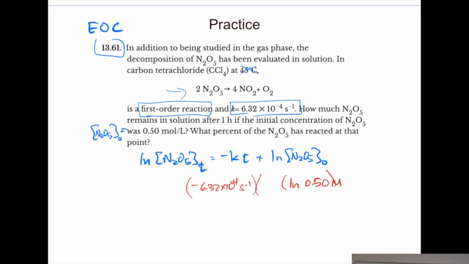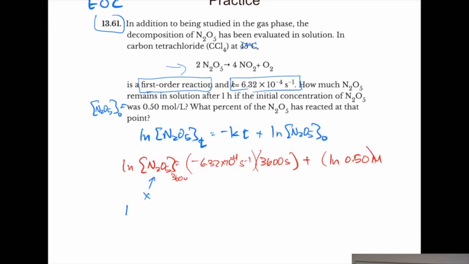Units don't cancel if I put 1 hour here. 3,600 seconds. Very good. Now our units cancel. All right, so that's going to be all equal to the natural log of N2O5 at 3,600 seconds. So instead of putting sub t, we're at 3,600 seconds here. And that's what we're asked to solve, right? How much remains? This is our unknown, so that's x.